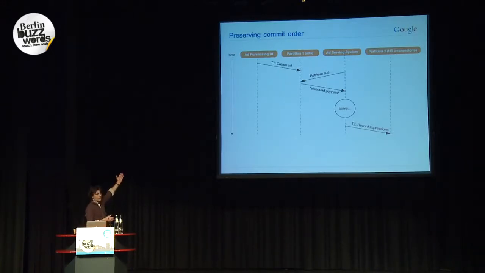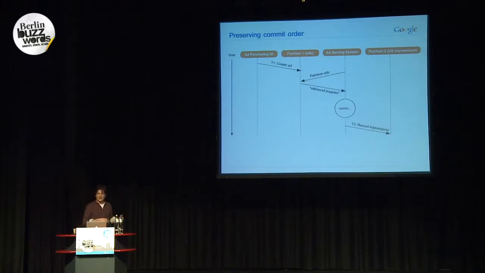So the user goes up to Google. In transaction 1, the user buys this puppies ad. In the background, the ad serving system is continuously scanning this partition looking for ads to show. So it sends a retrieve ads query, and back comes this puppies ad.